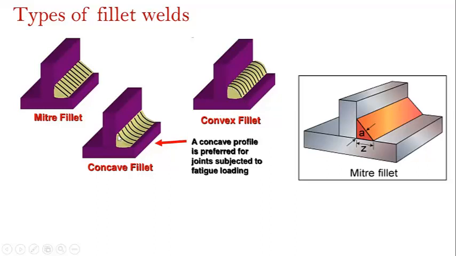Whereas in the concave fillet weld, you don't observe the bulk portion. Instead, what you're going to observe is a cave portion. Okay, so that's what the difference is between the concave, convex, and miter fillet weld. And these are the three different types of fillet welds.